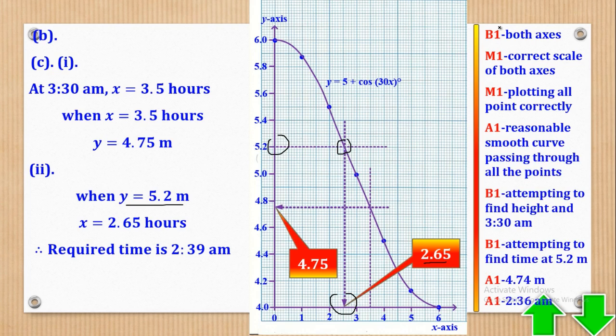So B1 for drawing the correct scale on both axes, and M1 for the correct scale on both axes. The scale has to be uniform. M1 for plotting all points correctly. A1 for the reasonable smooth curve.